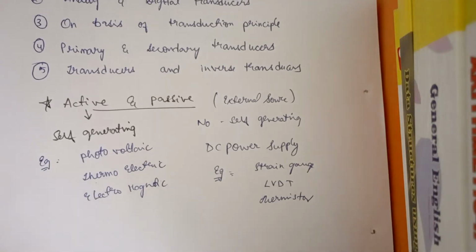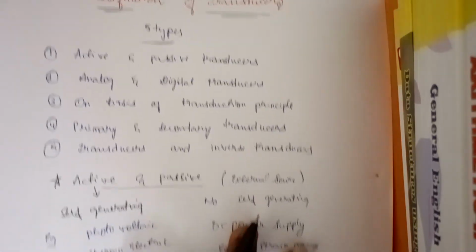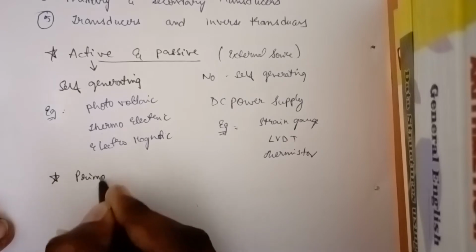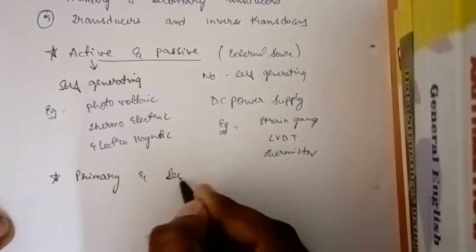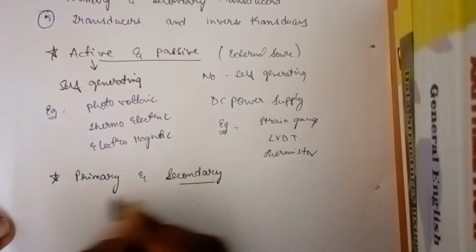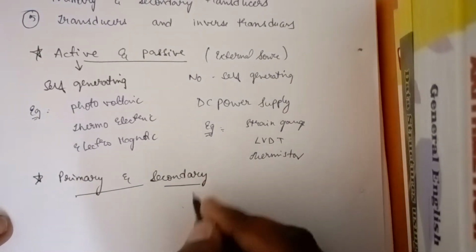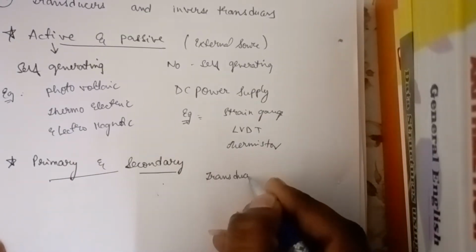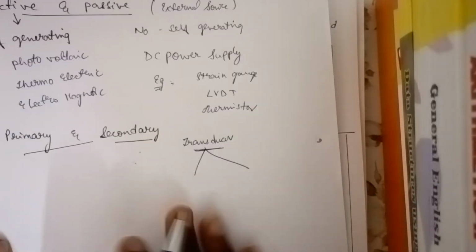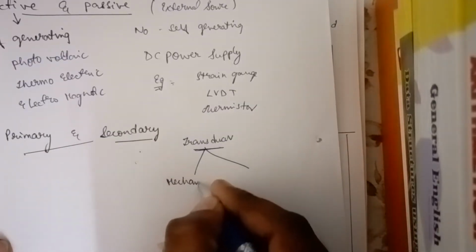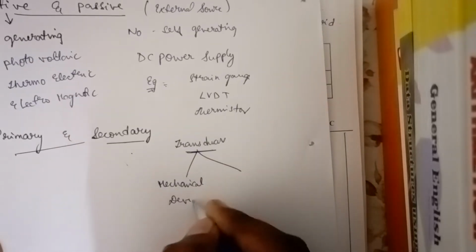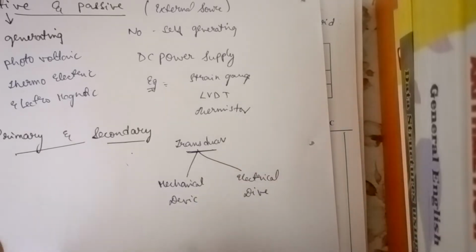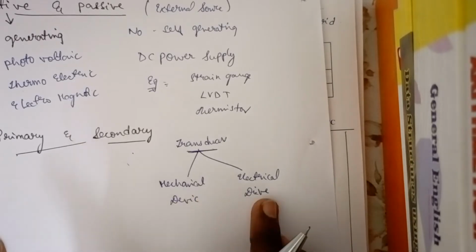Coming to the next type of classification, primary and secondary transducers. When considering primary and secondary transducers, basically in our transducers there are 2 types of devices. One is a mechanical device, and the next is an electrical device.